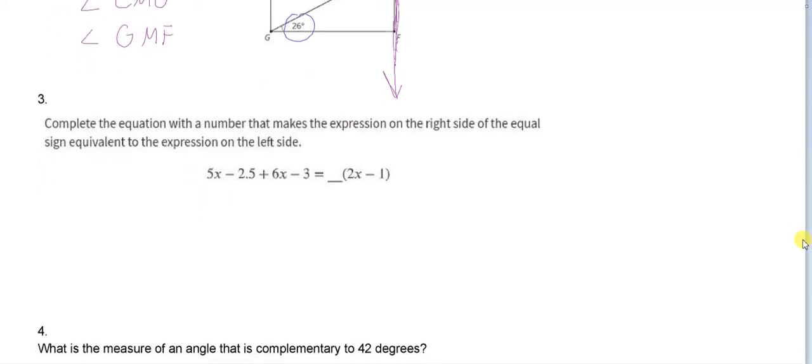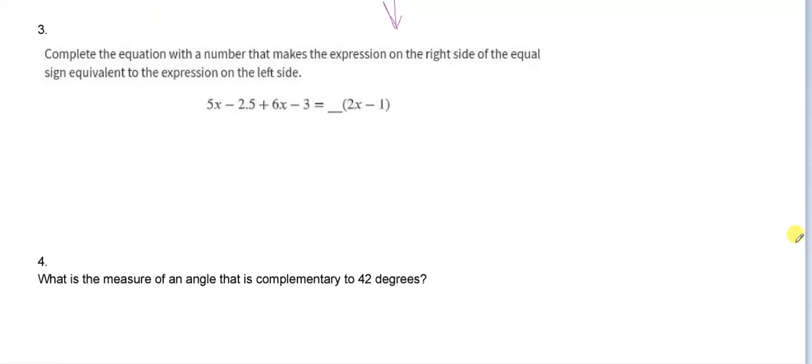Let's look at number 3 here. Complete it. That makes it equal to the other side. Okay, well, let's simplify the left side and we'll go from there. So add the opposites. The 5x and the 6x together would make 11x's. So I'm piecing the like terms together. The other two like terms would be the -3 and the -2.5, which would make a -5.5.